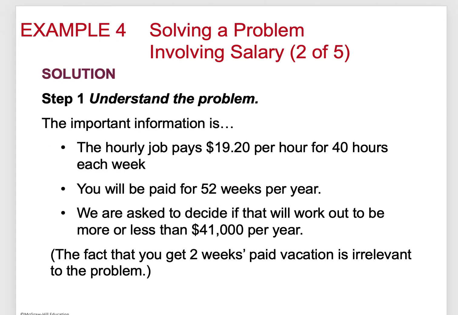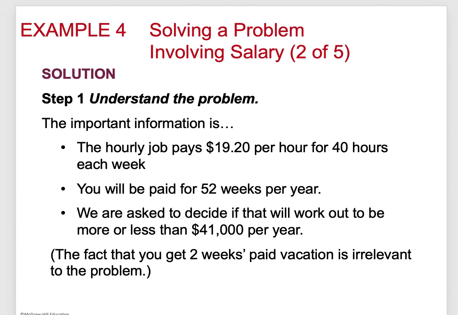In order to understand the problem, the important information is that I get $19.20 per hour and I work 40 hours a week. There are 52 weeks in a year, so if I'm trying to figure out my annual salary, that 52 weeks is very important. We're asked to decide if that will work out to be more or less than $41,000.